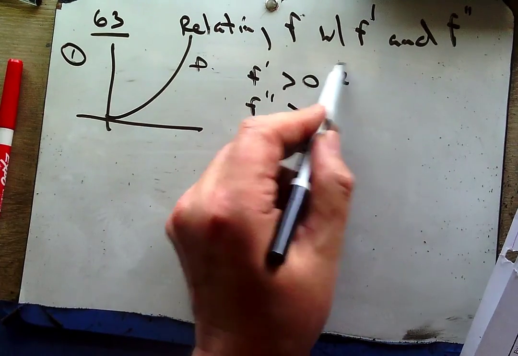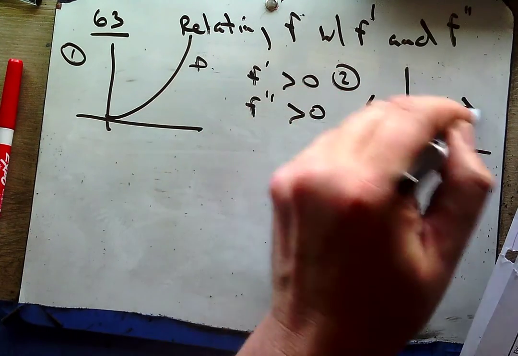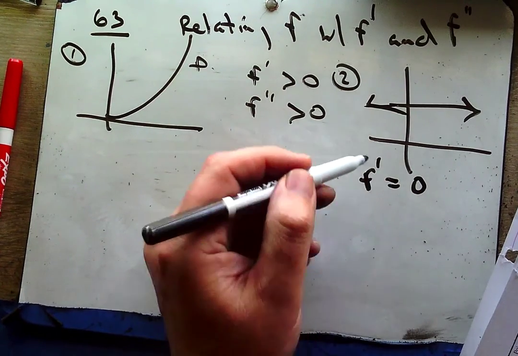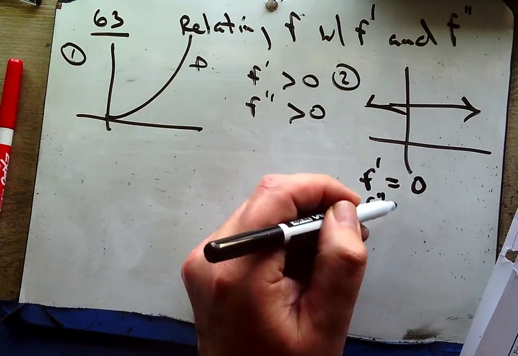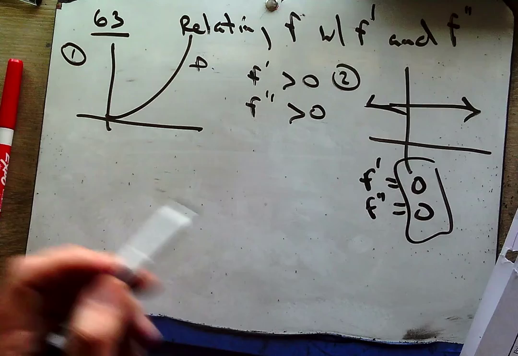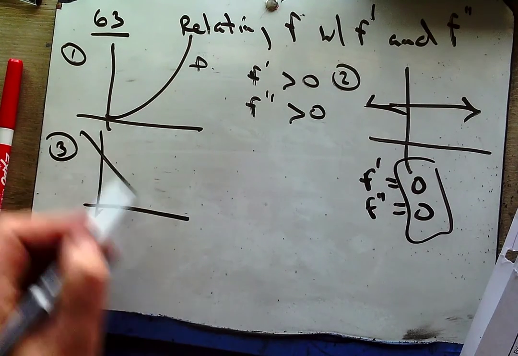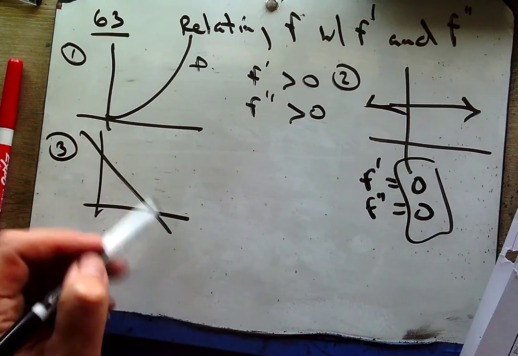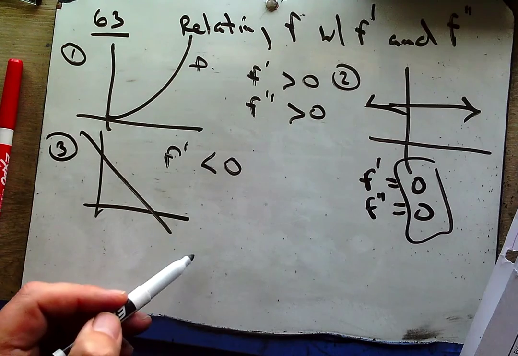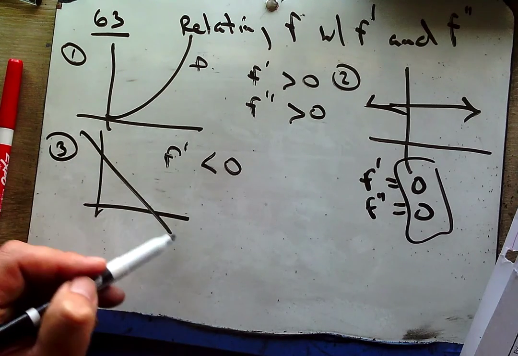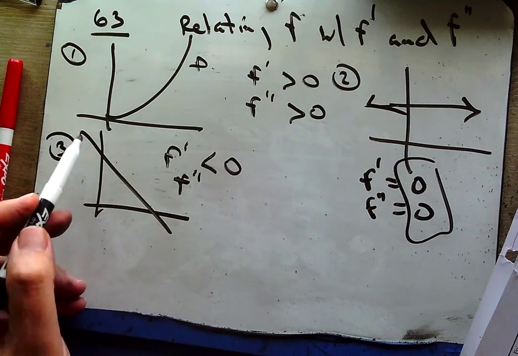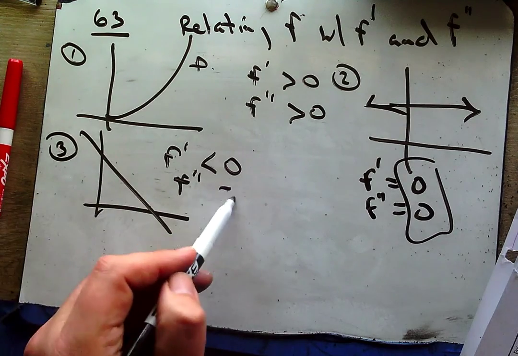That's 1. What about 2? 2's graph looks like this. Well, if I take the derivative of that horizontal line, f prime is going to be 0. And when I take the derivative of 0, f double prime is also 0. So I don't have signs so much as zeros for number 2. 3. I'm looking at this function. f prime is less than 0 because this function is decreasing and therefore has negative slope everywhere, so f prime must be negative. But f double prime, if I take the derivative of the derivative, I'm getting 0.